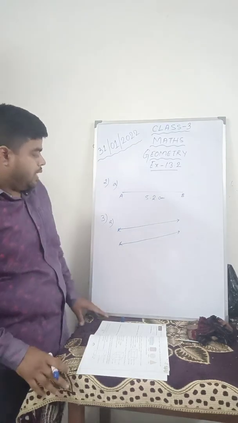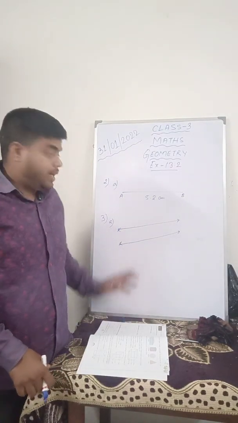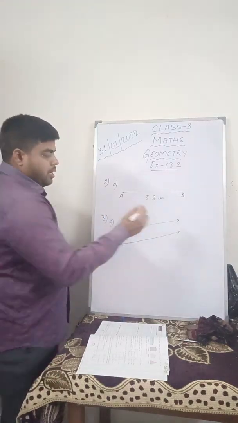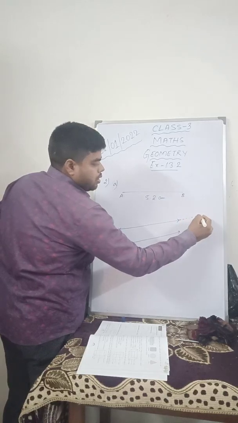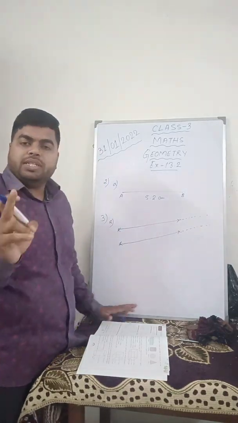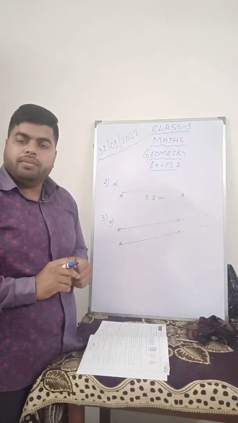You all know that parallel lines are those lines which will never meet each other. It is not just that in the figure they are not meeting. No, it is not. They will never meet. That means if you extend them, you will see they also extend, but they will never meet. So whichever lines do not meet each other are known as parallel lines.